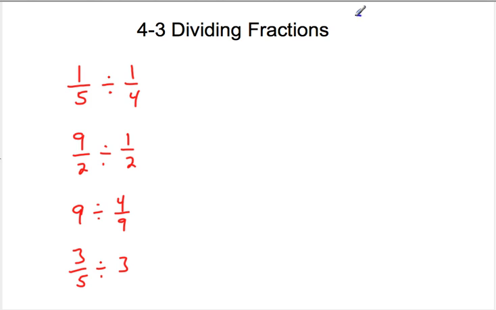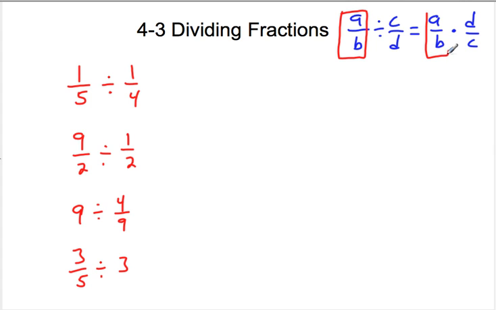The rule is any fraction a over b divided by another fraction c over d is the same as a over b multiplied by d over c. So notice these stay the same, but what changes is the sign here. It changes to that, and the c over d changes to d over c. Alright, so let's put that into practice.